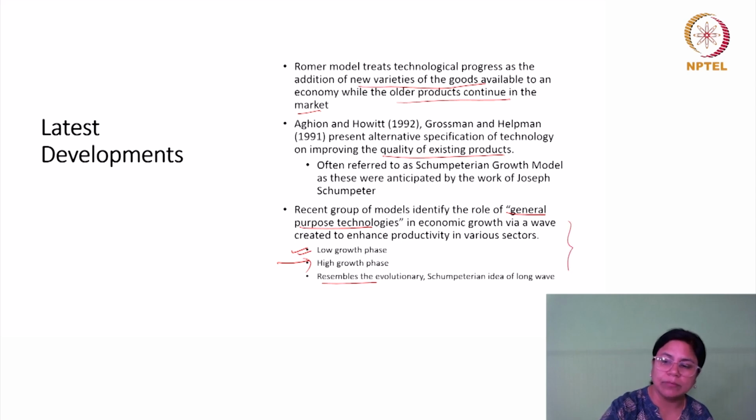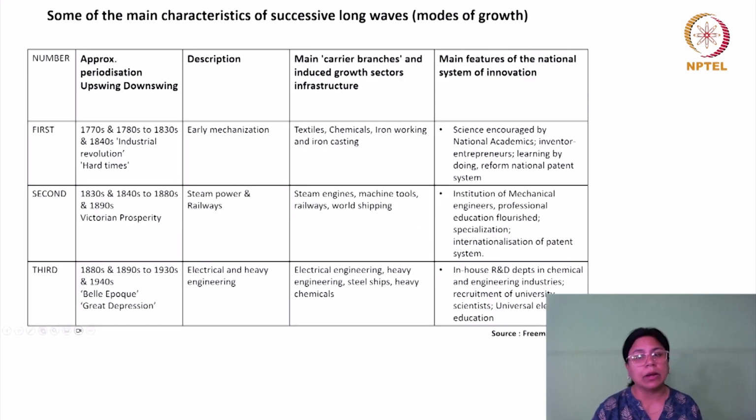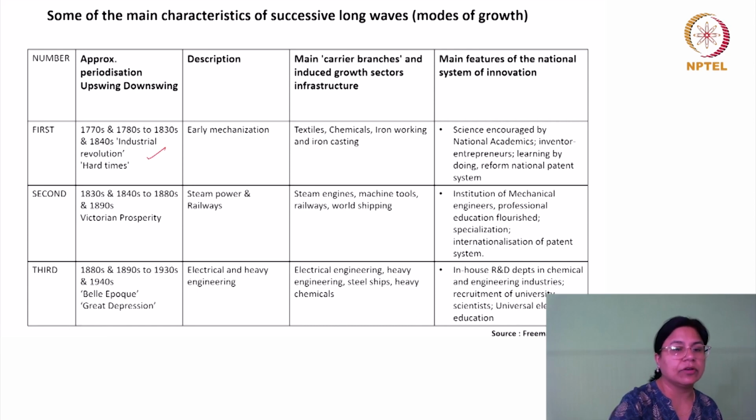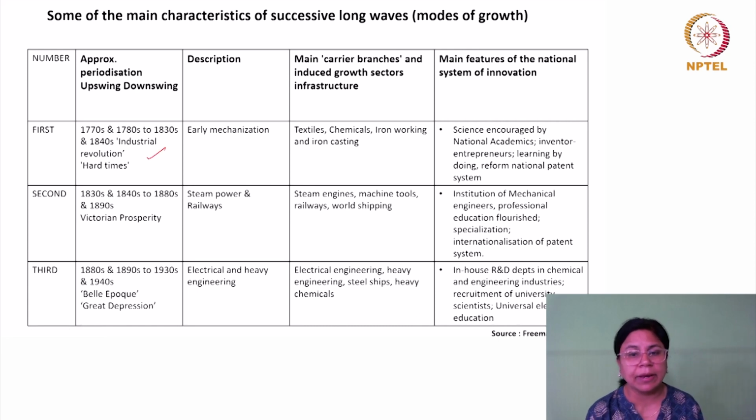Now these long waves have been witnessed in history, and we can look at some of them. This comes from the work of Professor Freeman, who talks about at least five such waves. The first wave is essentially from 1770-1780 to 1830, the industrial revolution, a time when mechanization is happening, and textile, chemical, iron working, iron casting were the main branches or sectors in which this kind of wave was being seen. The major features of the NIS at that point of time were that science was encouraged by national academies, inventor entrepreneurship, learning by doing, and also the reforms in the patent system.